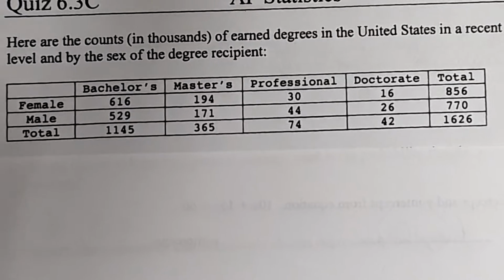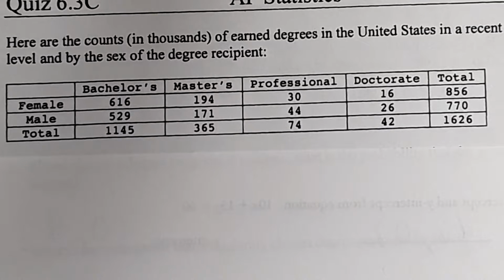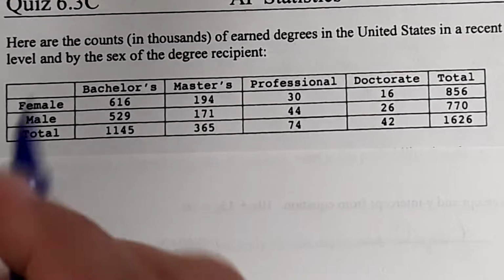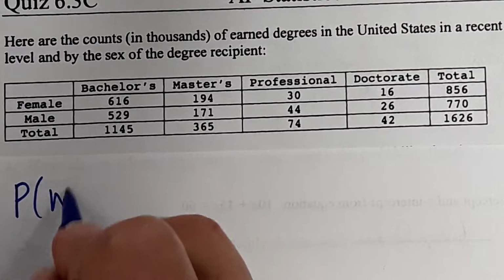So the first question from this table that I'm going to ask, we're looking at this table. Here are the counts in thousands, so these are in thousands, of earned degrees in the United States in a recent year, classified by level and by the sex of the degree recipient. The first question I want to answer is, if you choose a degree recipient, which is on this table, what is the probability that the person you choose is a woman? So the probability of choosing a woman.